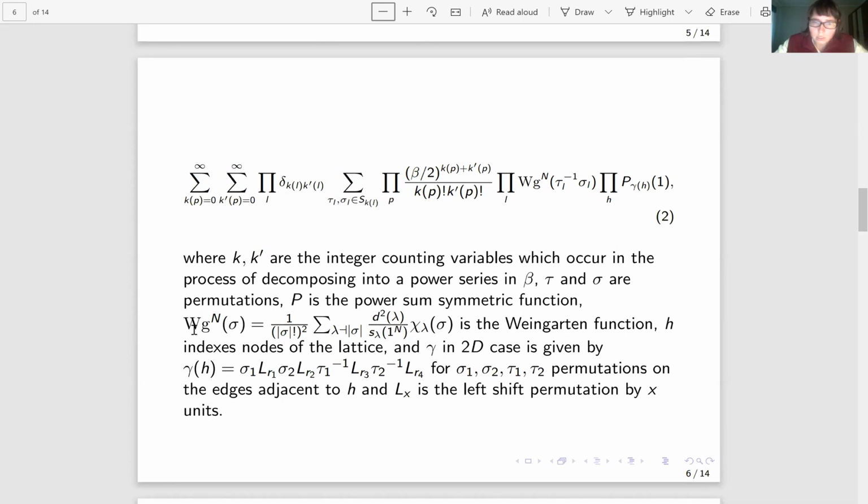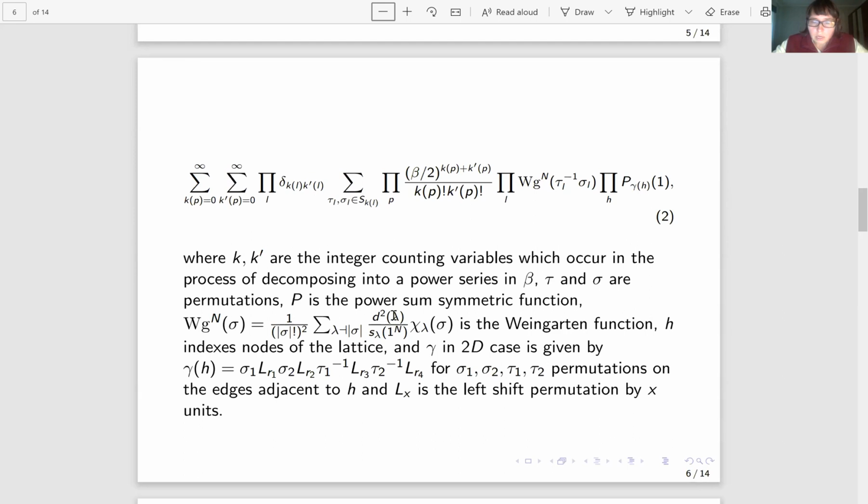Okay, so these are the indices, and what are these Weingarten functions? Weingarten functions are, well, sigma is a permutation, so it's 1 over the size of sigma factorial squared, summed over all partitions lambda of the size of sigma. The numerator is the dimension of the irreducible representation of the symmetric group labeled by the partition lambda. You know that irreducible representations of the symmetric group S_n are labeled by partitions of n, and there is a hook length formula for the dimension of the irreducible representation corresponding to the partition lambda.